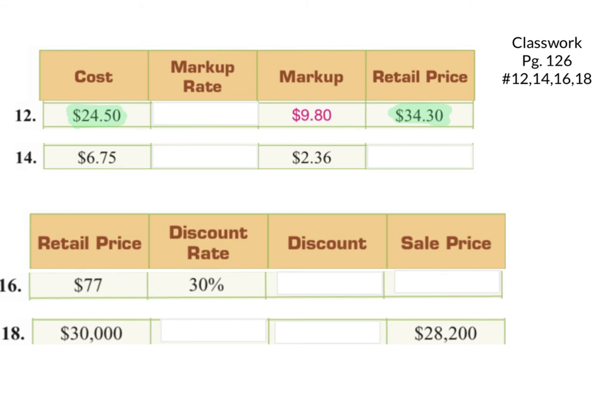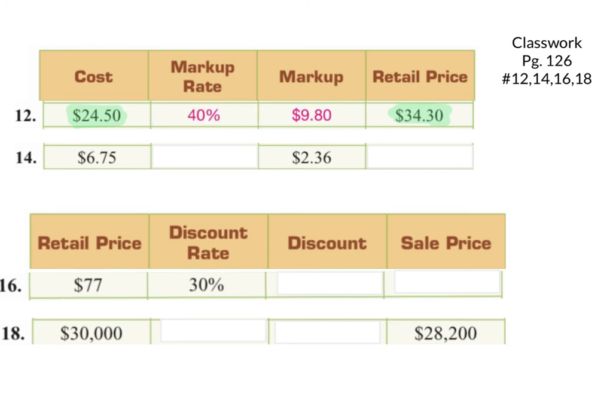Then they want the markup rate. So this is a percentage that is based off the number you just found compared to the original cost. So then how would you solve for the rate then? $9.80 divided by 24.5. So you subtract these two to get your markup. Markup divided by cost, and you should have gotten 40%.